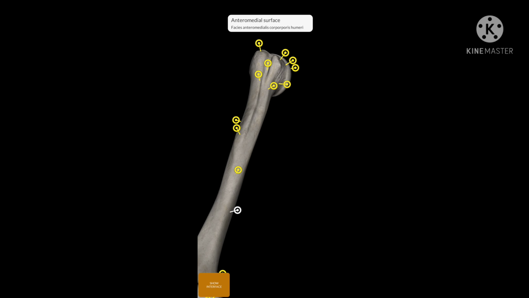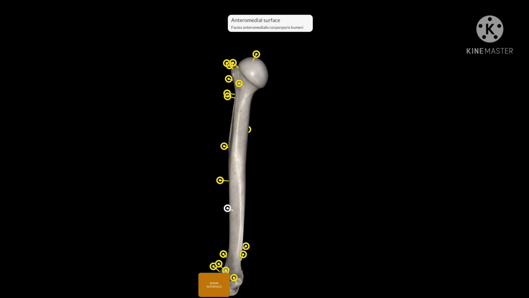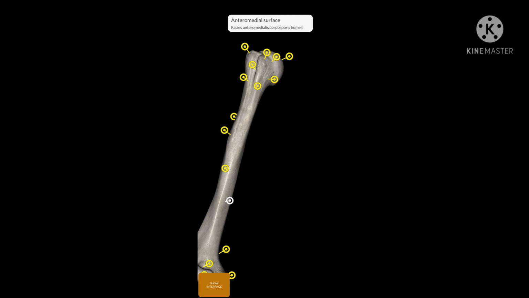And this is the anteromedial surface, which means it is on the anterior side and it is towards the medial side, so we call it the anteromedial surface.